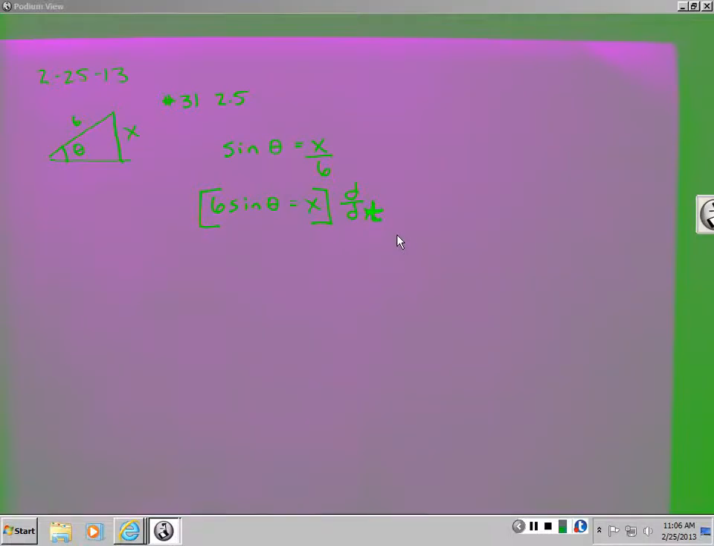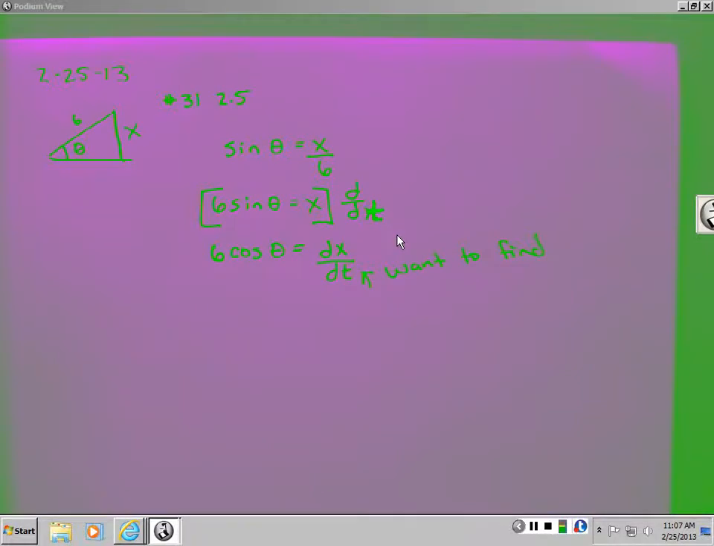So now what's the derivative of 6 sine of theta? 6 cosine theta. Good. What's the derivative of x? 1. With respect to t? This is what you're wanting to find. The derivative of x with respect to t is how fast x is changing with respect to time. That's dx/dt.